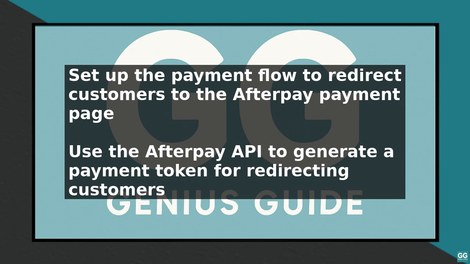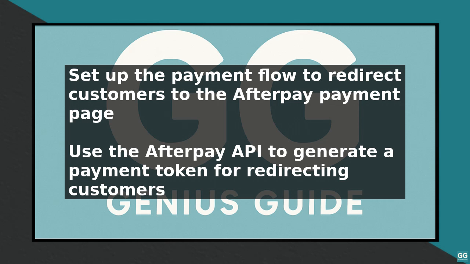The next step is to set up the payment flow. The payment flow involves redirecting the customer to the Afterpay payment page where they can enter their payment details and confirm the payment. You can use the Afterpay API to generate a payment token, which is used to redirect the customer to the payment page.